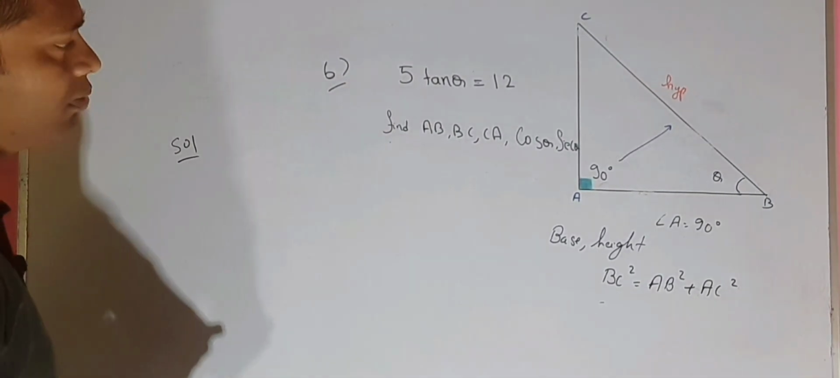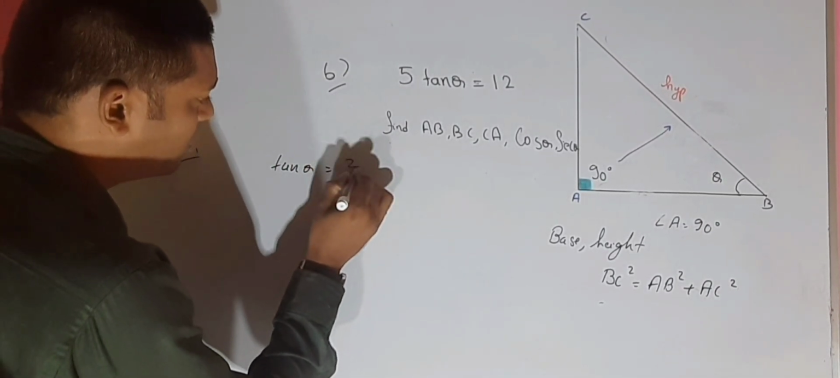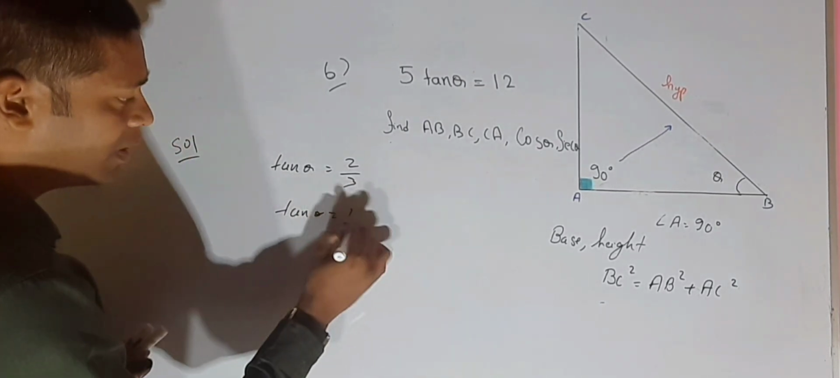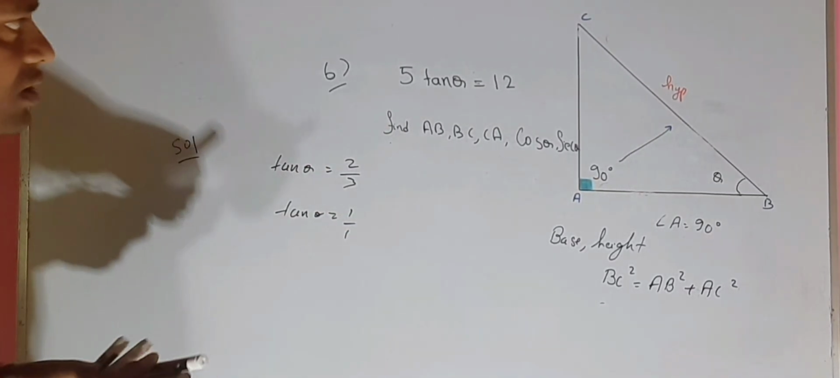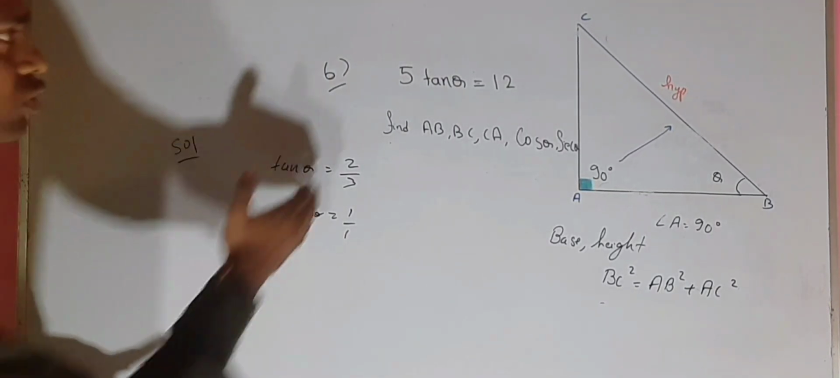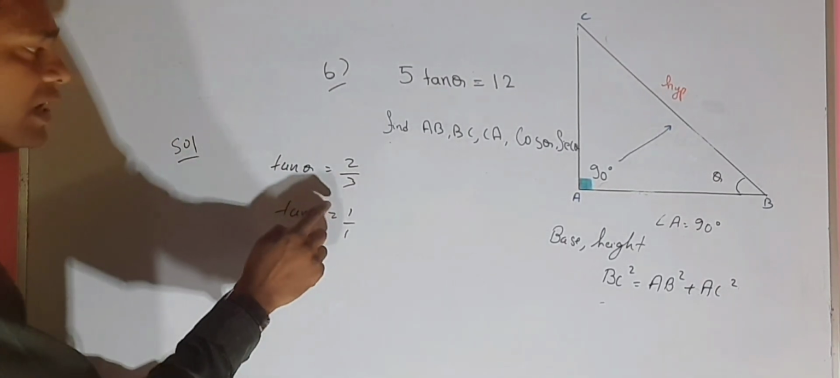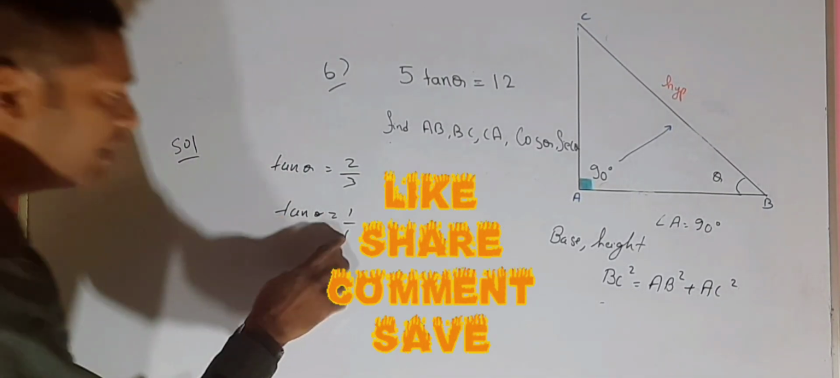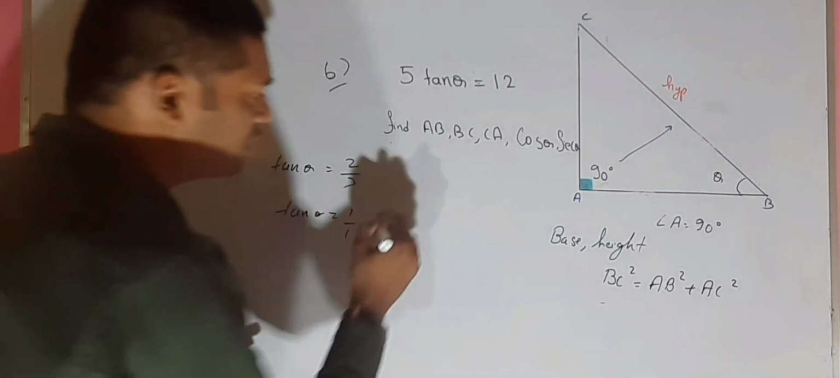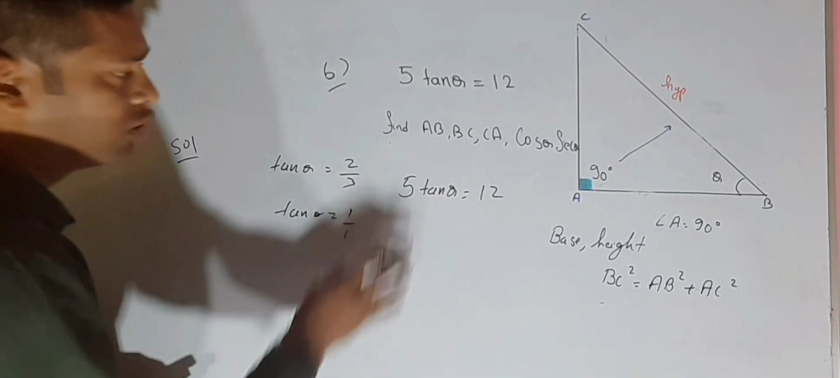Sir, but we used to do it like this: tan theta is equal to 2 by 3, or if tan theta is equal to 1 we can take 1 by 1. But here, sir, there is one value on this side and one value on that side, how to do it? If you don't know how to do it like this, keep all the values on one side and all the trigonometric functions on the other side. I have explained one method to you. Use that one, with all the numbers in one place.